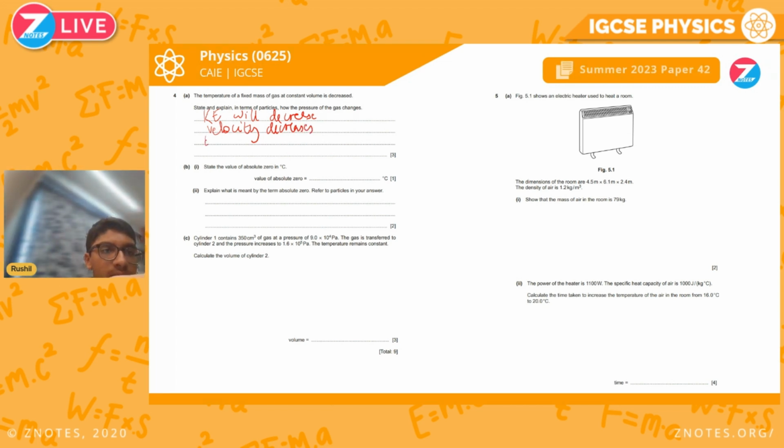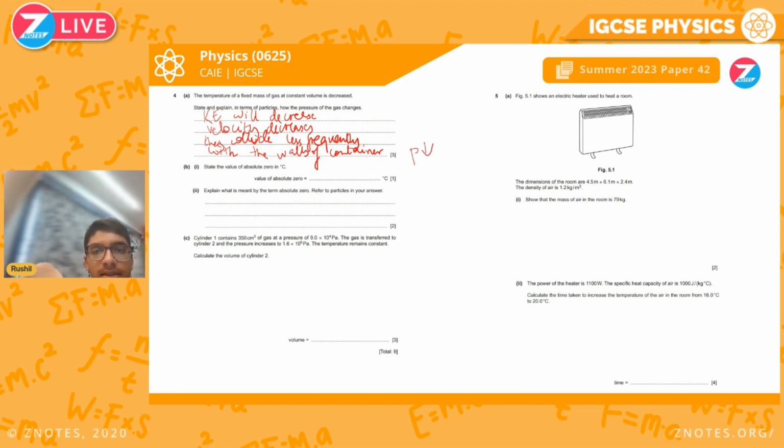Hence, they collide less frequently with the walls of the container. Since they collide less frequently, there's less of a change in momentum per time, so less force exerted, hence pressure decreases.